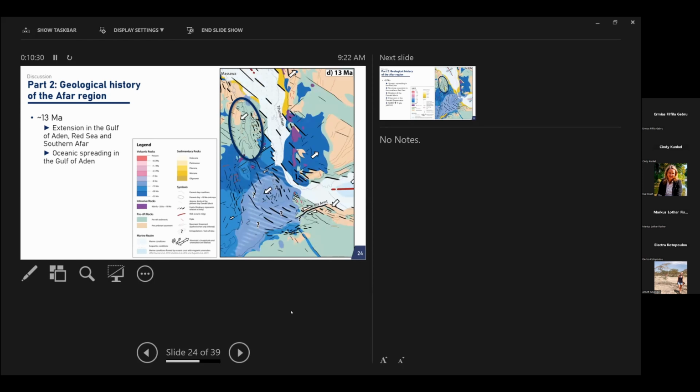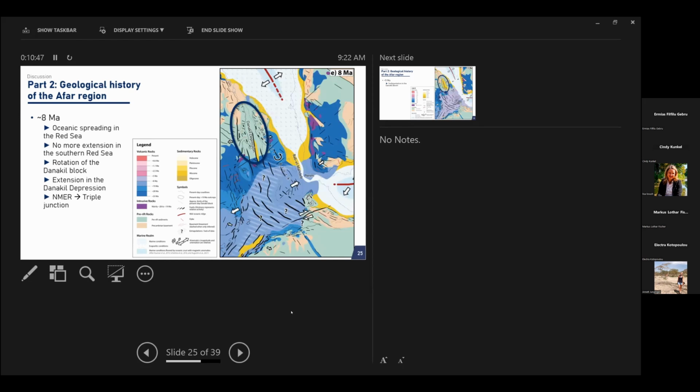Between 19 and 8 million years, this continues. We have still extension in Gulf of Aden, southern Afar, Red Sea. We start to have oceanic spreading in the Gulf of Aden, and again, the Danakil Depression does not experience significant geology at that point. Between 30 and 8 million years, that's the most important period and the most important changes in the geodynamic of the whole area.